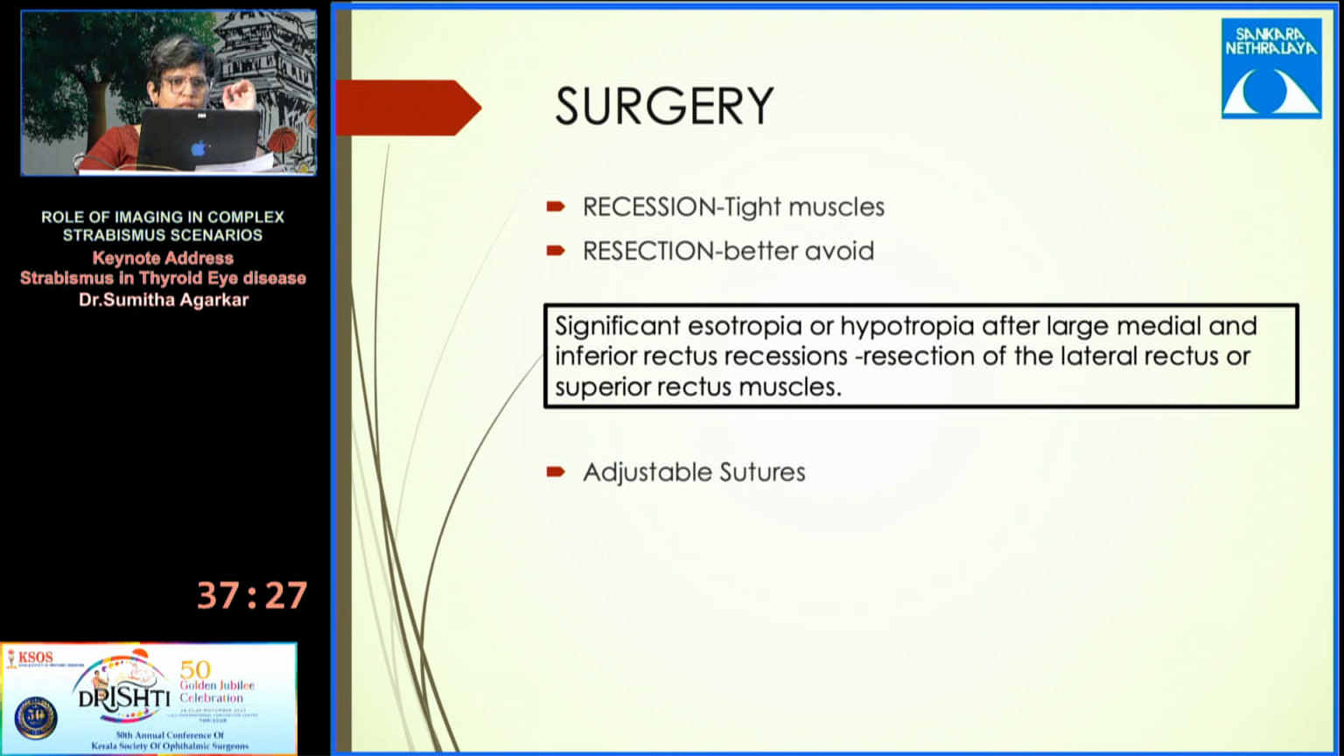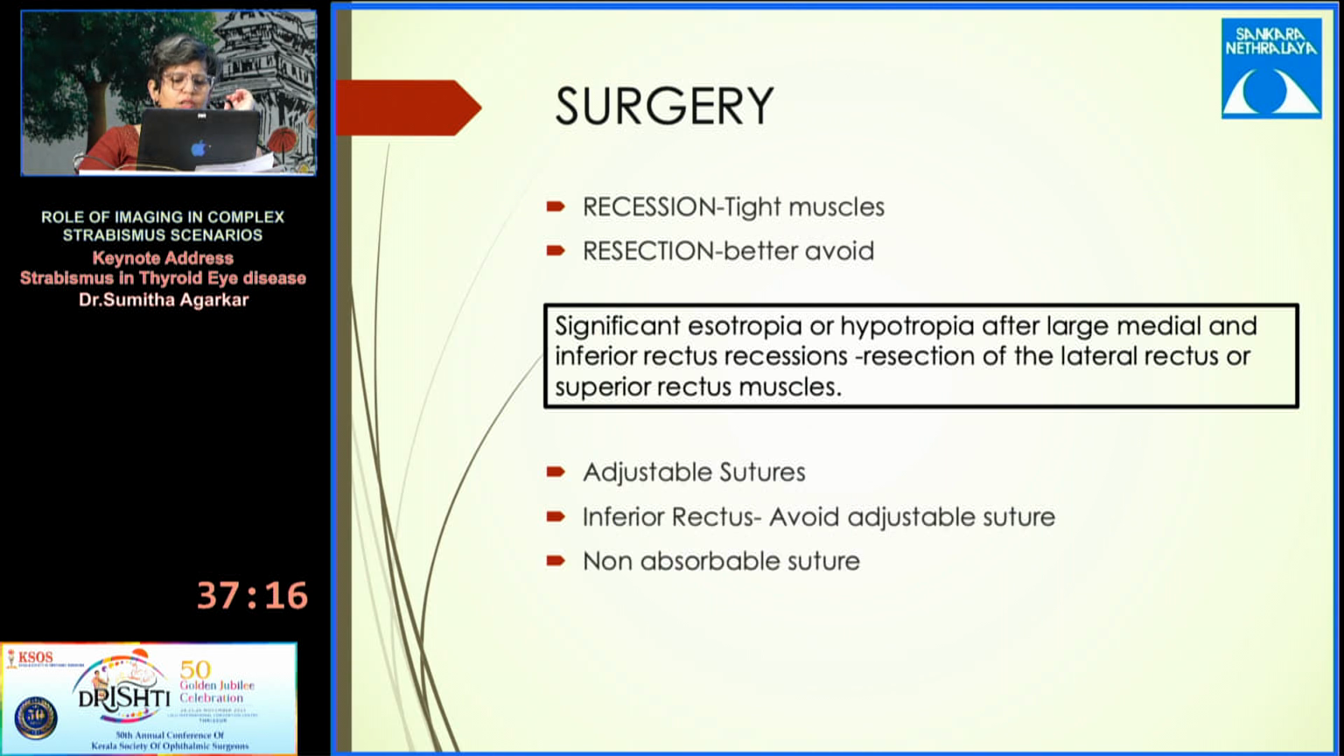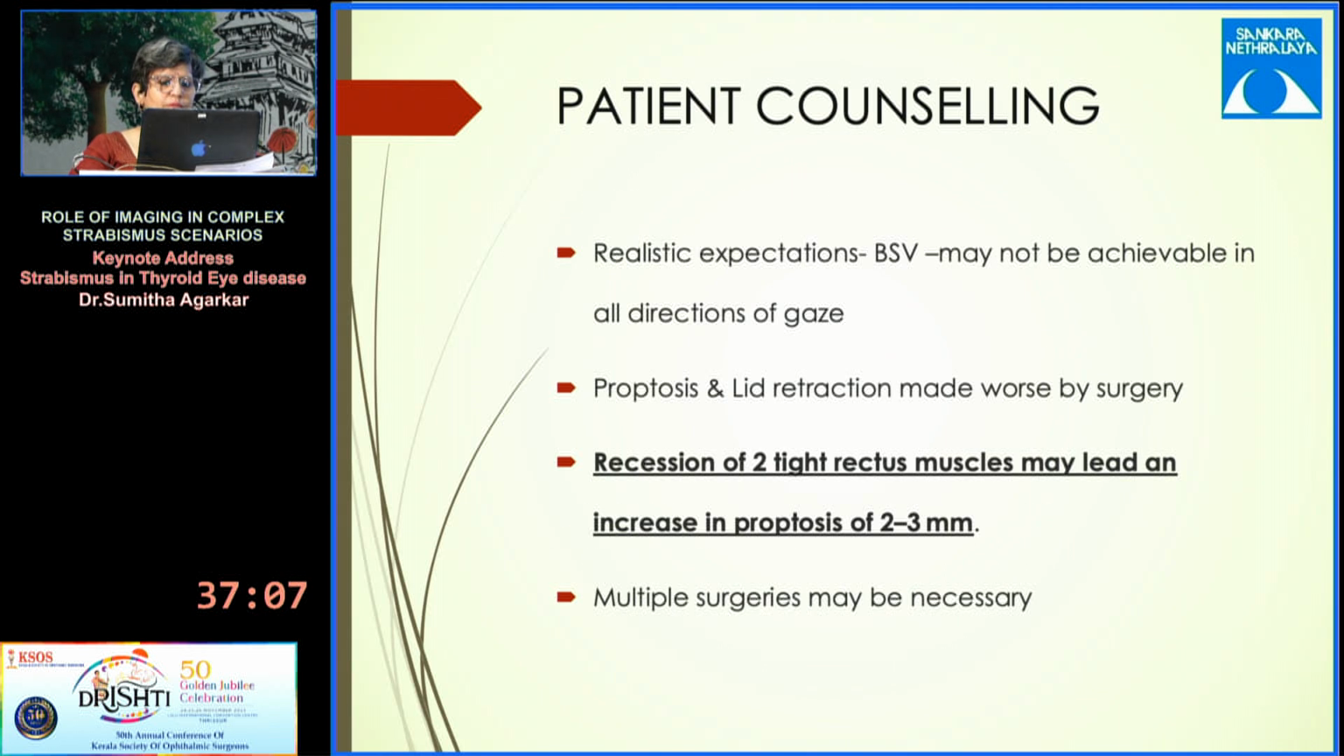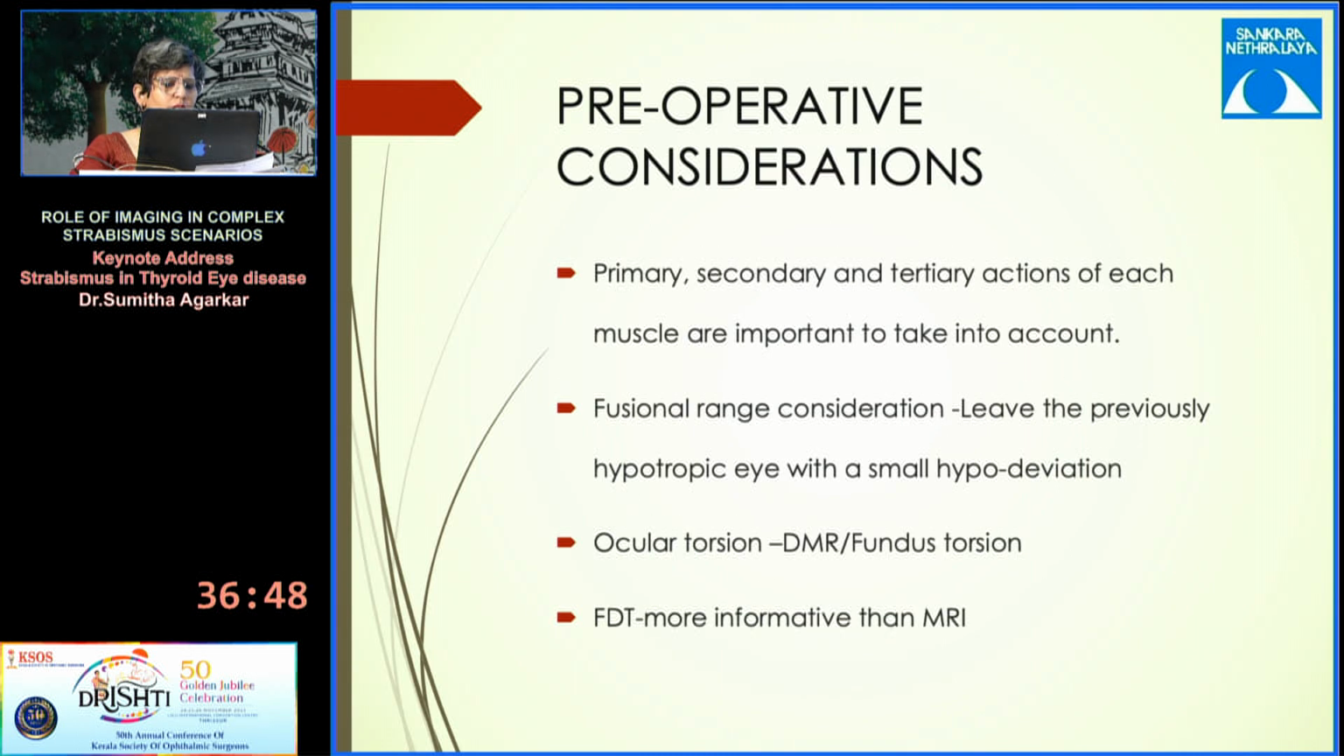Adjustable sutures: there are two schools of thought here. Some people advocate adjustables, some people say that adjustables lead to late overcorrections, which is probably true in the case of inferior rectus recessions, where using an adjustable suture probably leads to late overcorrection. Non-absorbable sutures are preferable compared to absorbable ones. So this is what you need to counsel the patients: that you may need multiple surgeries, you may have a subnormal or suboptimal outcome, and surgery can actually increase the proptosis as well as cause late retraction.